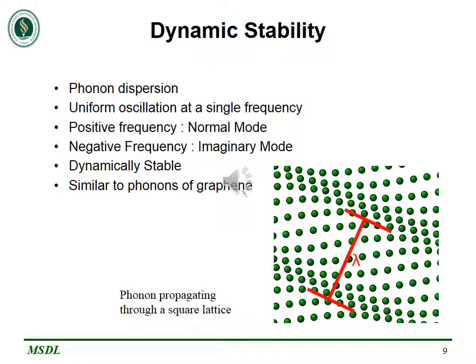Negative phonon oscillation frequencies are called imaginary modes. The absence of imaginary modes in pentagraphene confirms that it is dynamically stable and very similar to graphene.